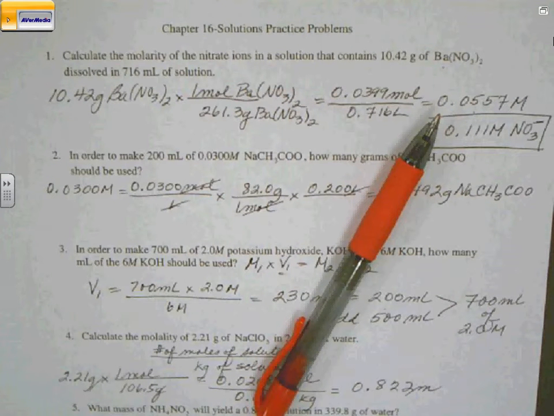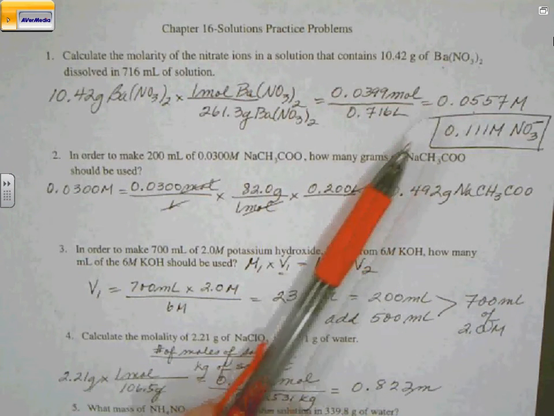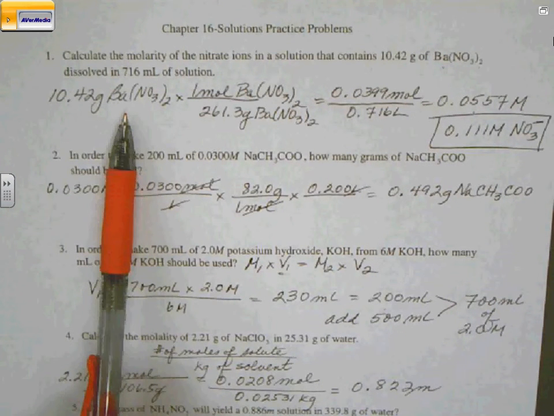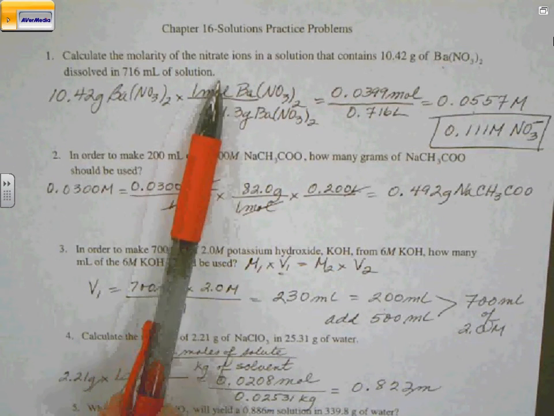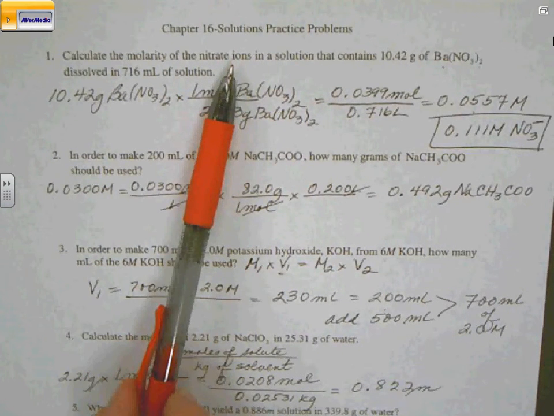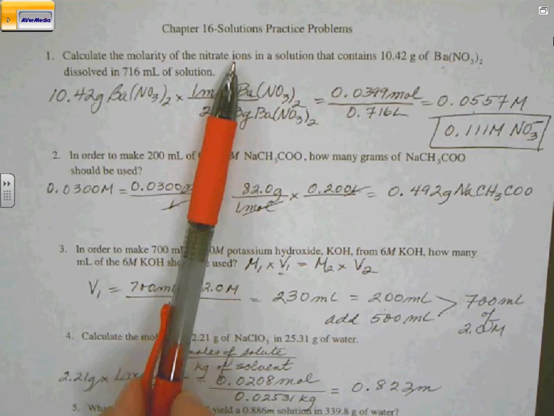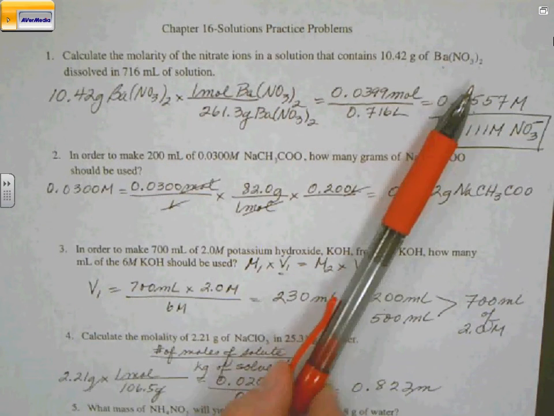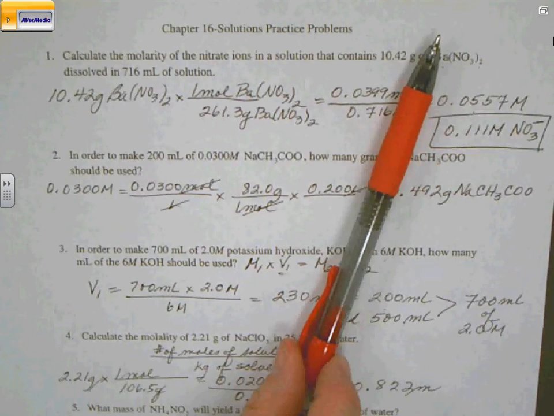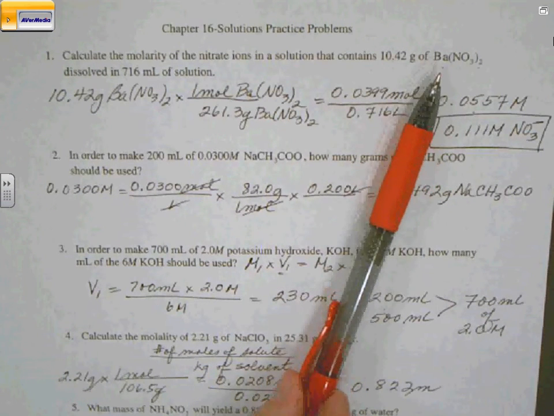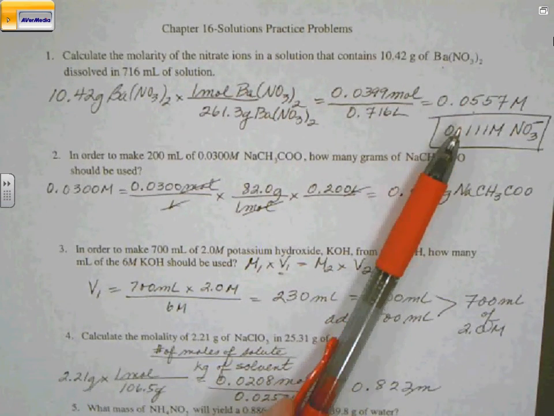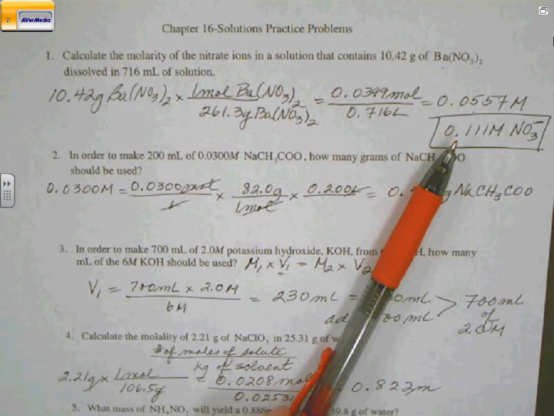Recall, I'm starting out with 10 grams of the entire salt. The question asks us, though, about the nitrate ions. So you must multiply your answer by 2 because there are 2 nitrate ions per salt. I took the concentration of the barium nitrate, multiplied it by 2, and it ends up being 0.111 molarity of the nitrate ion.